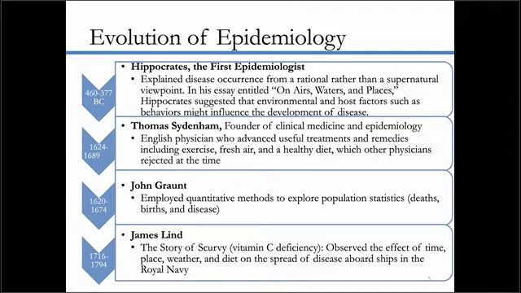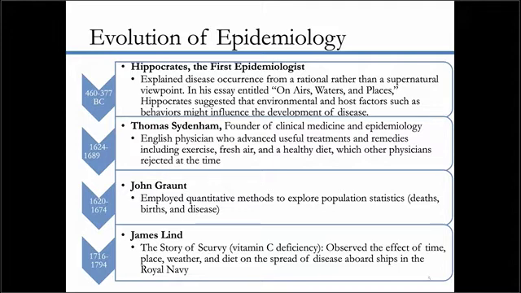Then there's James Grant, who employed quantitative methods to explore population statistics, including things like tracking deaths, births, and disease, so that we can get that descriptive epidemiology of what was going on in our population.